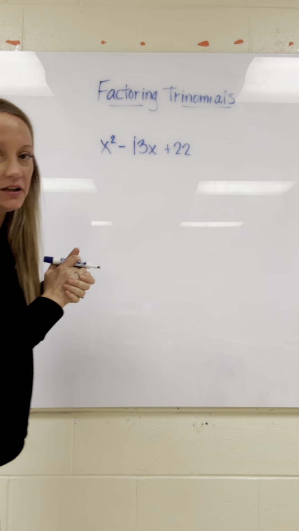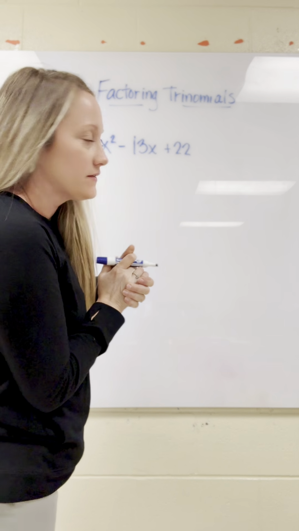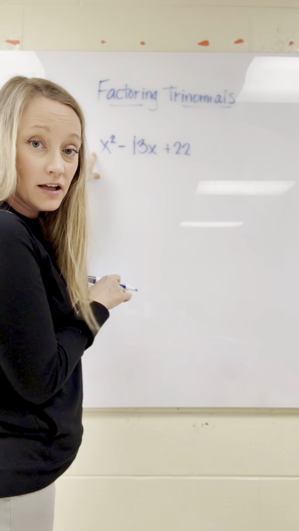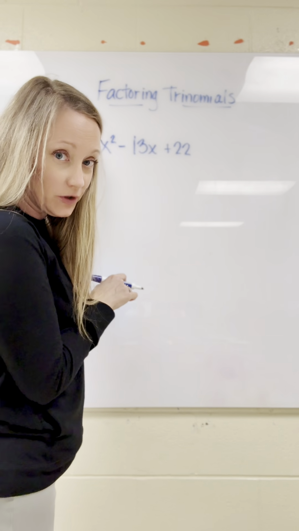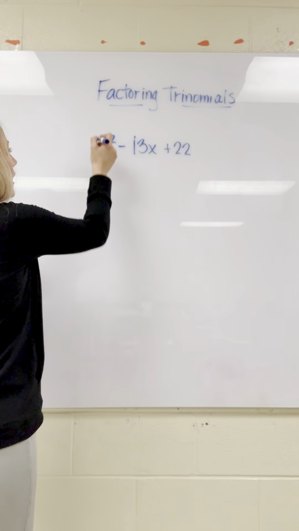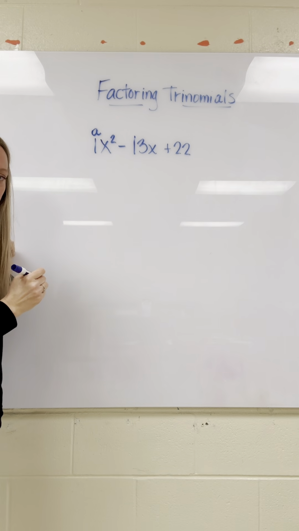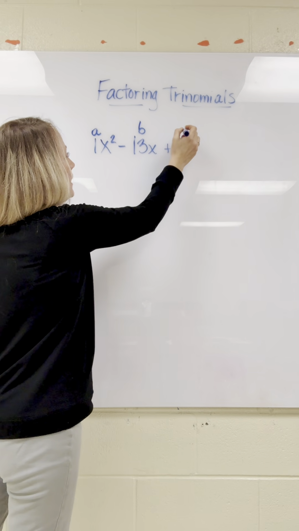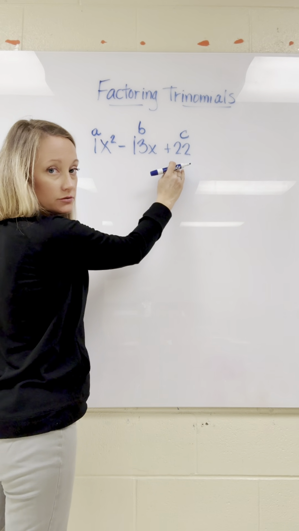All right, so to start with, let's go over the parts of this. The number in front of your x squared, in this case, there's nothing there, so it's like an imaginary 1 there. I'm going to just stick a 1 in there so you have a number. That's your A value. B is the number in front of your x. And then C is the constant, the 22.